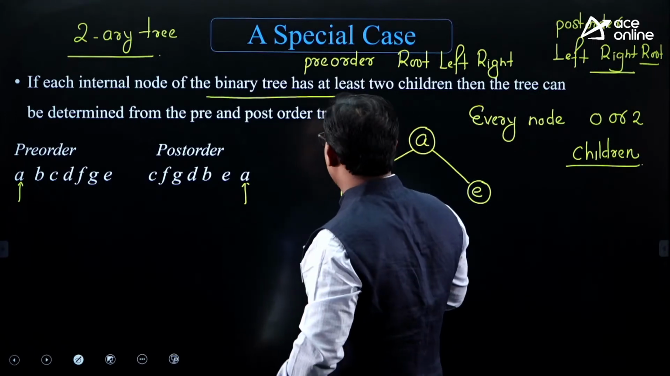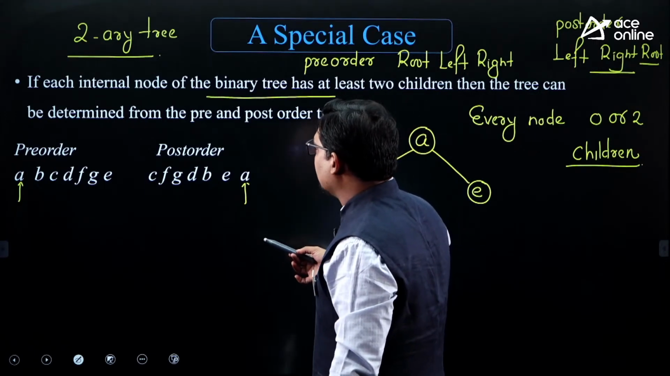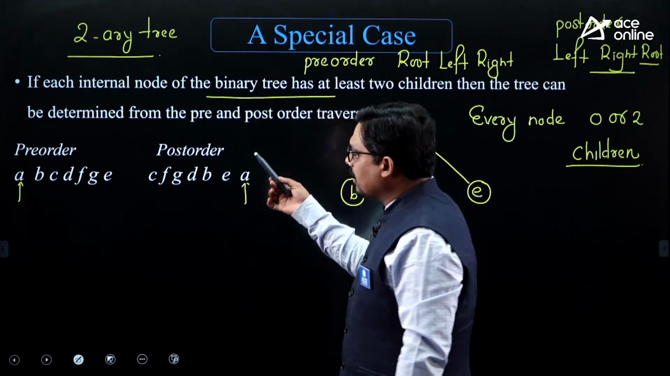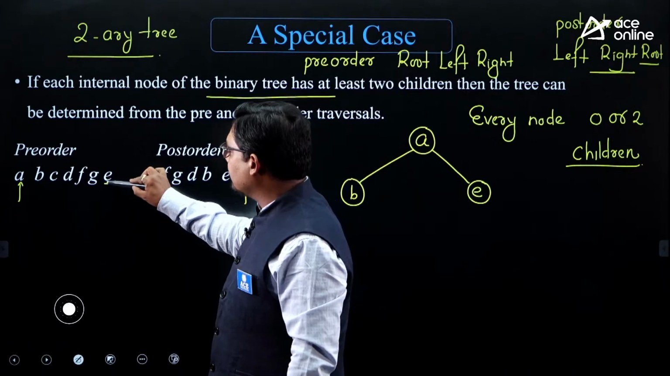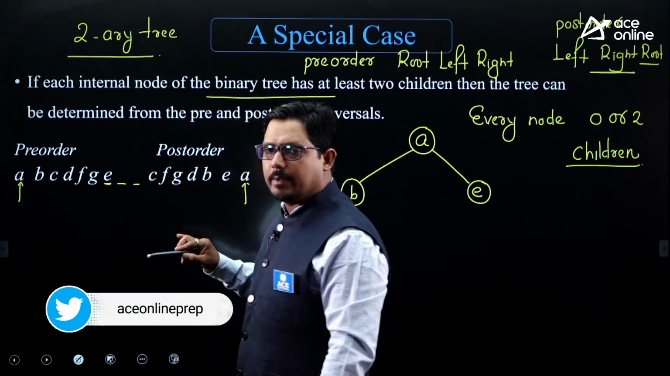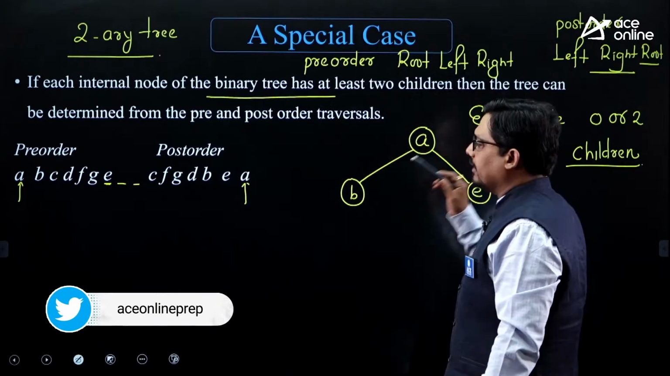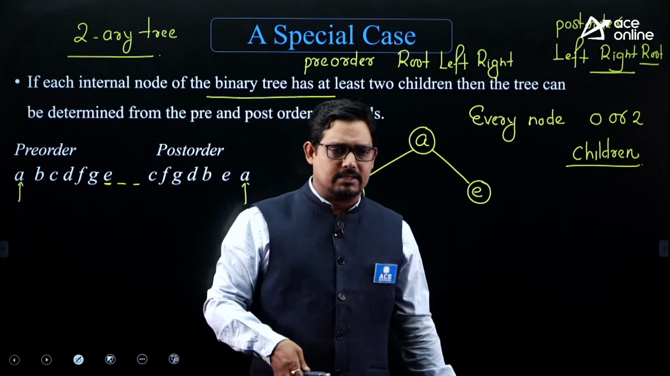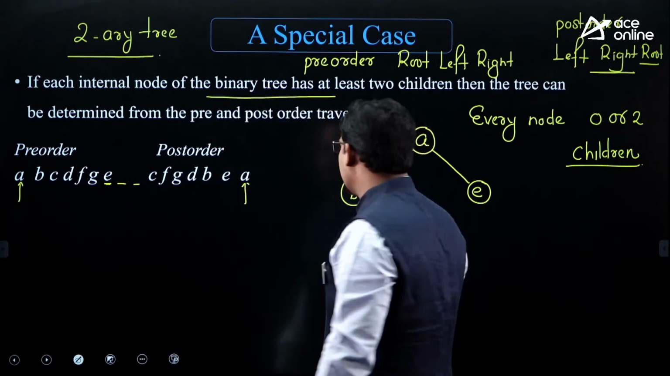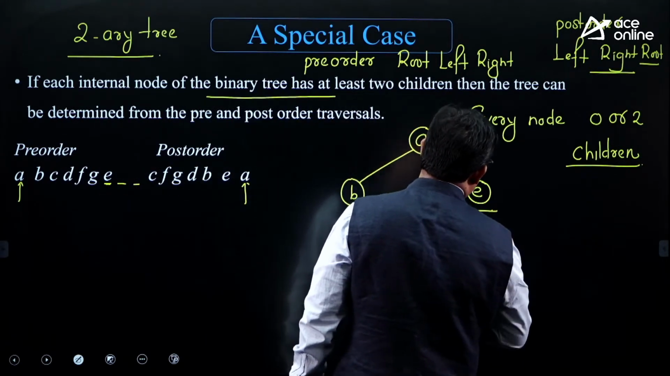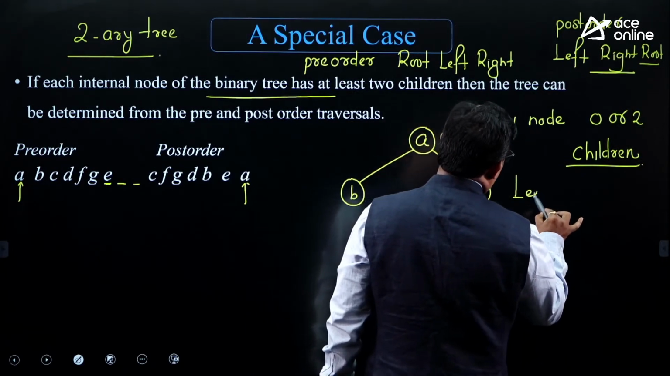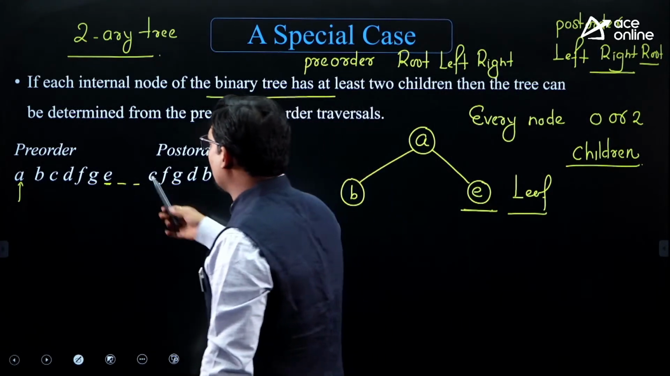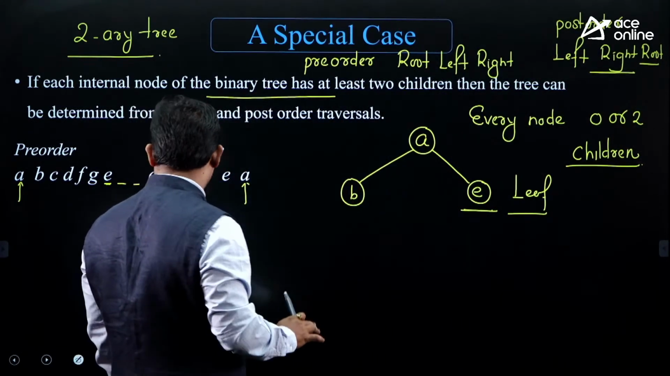Now here in pre-order, you can see that first E will be visited, then its children left and right will be visited. Root, left and right. So who is the root? E is the root. Then left and right children will be visited. But after E there is nothing, and that means here E is the leaf node. Why? Again I'll say that after root you will visit left and right, after E we are not visiting anything. E is the leaf node.